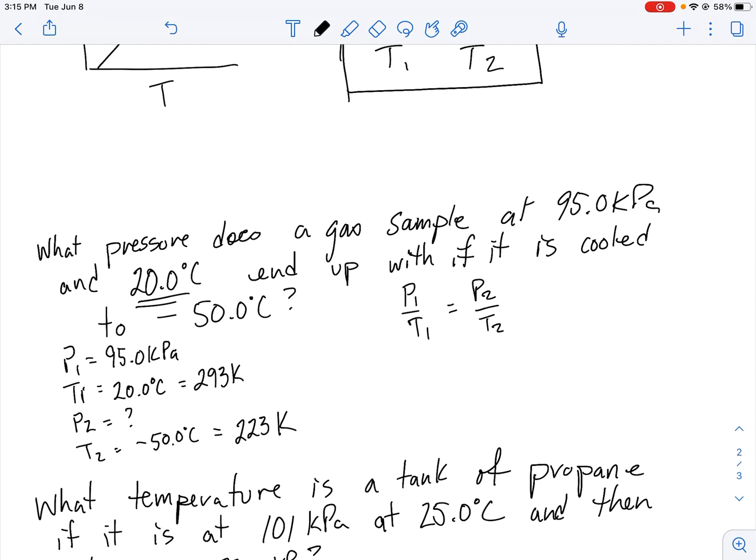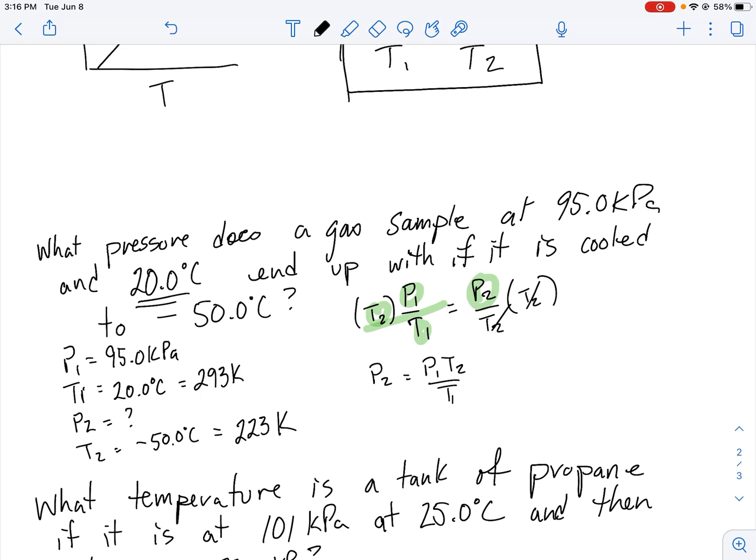If I want to solve for P2, I need to get it by itself. So I'm going to get P1 T2 over T1. The way I kind of explain this is that if I'm going to get rid of this, as it crosses the equal sign, it's going to go into the numerator. The reason that it does that is because I'm multiplying both sides by T2, and these two T2s cancel out, and I'm left with P2 being equal to T2 P1 over T1.